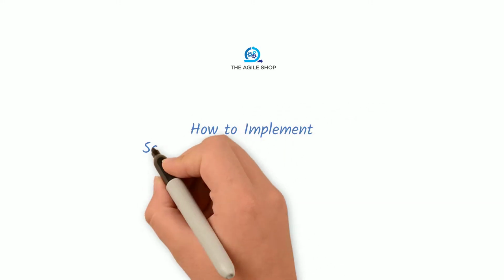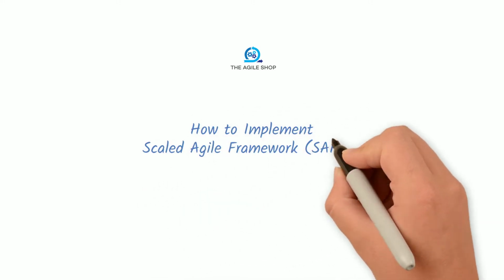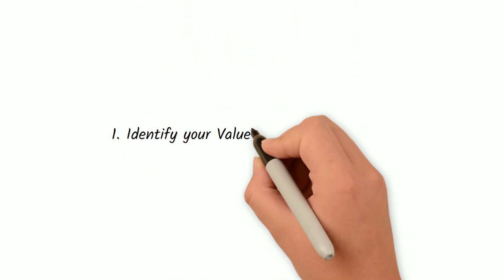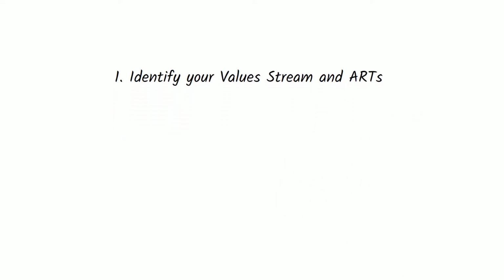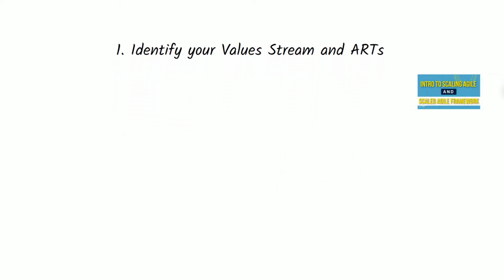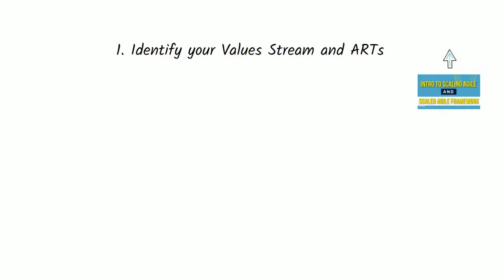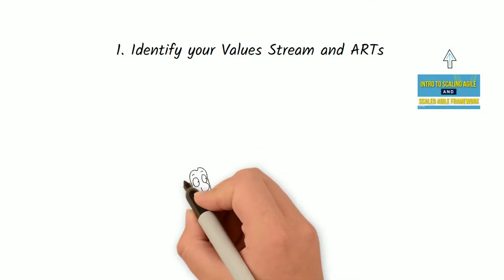Implementing Scaled Agile Framework into an organization takes a lot of work, but here is one way to simplify the implementation with 3 steps. Step 1. Identifying our value stream and ARTs and organizing around value. If these concepts sound new to you, I highly recommend you watch the other video first, in which we provide an introduction to Scaled Agile and these concepts.